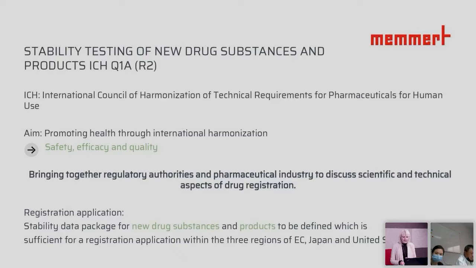Here we have the International Council for Harmonisation of Technical Requirements for Pharmaceuticals for Human Use. The ICH is an organization, and this organization has by now 17 members and 32 observers. It wants to bring together the regulatory authorities and pharmaceutical industry to discuss scientific and technical aspects of pharmaceuticals.